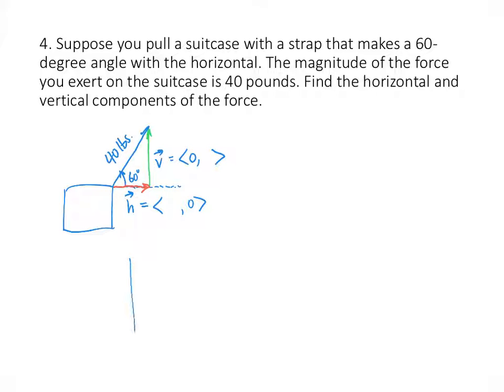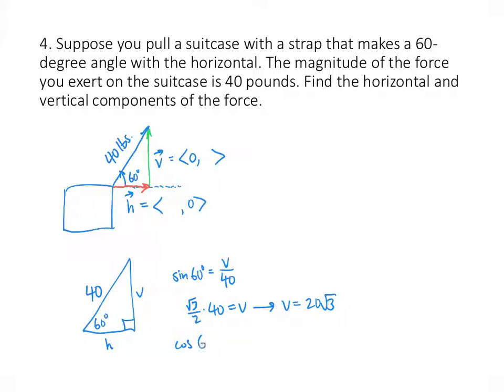So really all we've got now is a trigonometry problem. We've got a right triangle with a 60-degree angle, and we know the hypotenuse is 40. So if this distance is, let's say, we'll just call it h without the vector hat and v without the vector hat, we know that, for example, the sine of 60 degrees is opposite over hypotenuse. That's going to be v over 40. Sine of 60 is the square root of 3 over 2. Multiply both sides by 40. That means that v is 20 times the square root of 3.